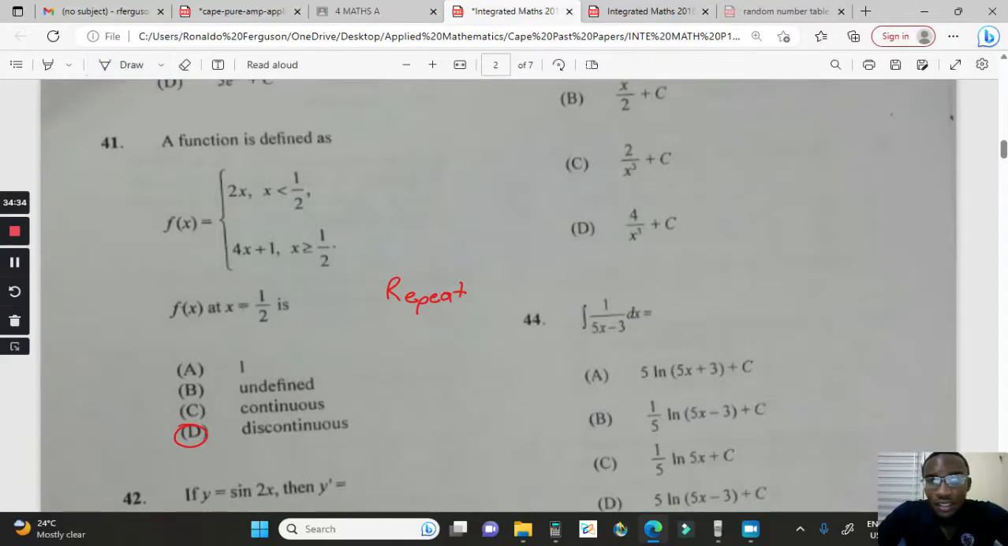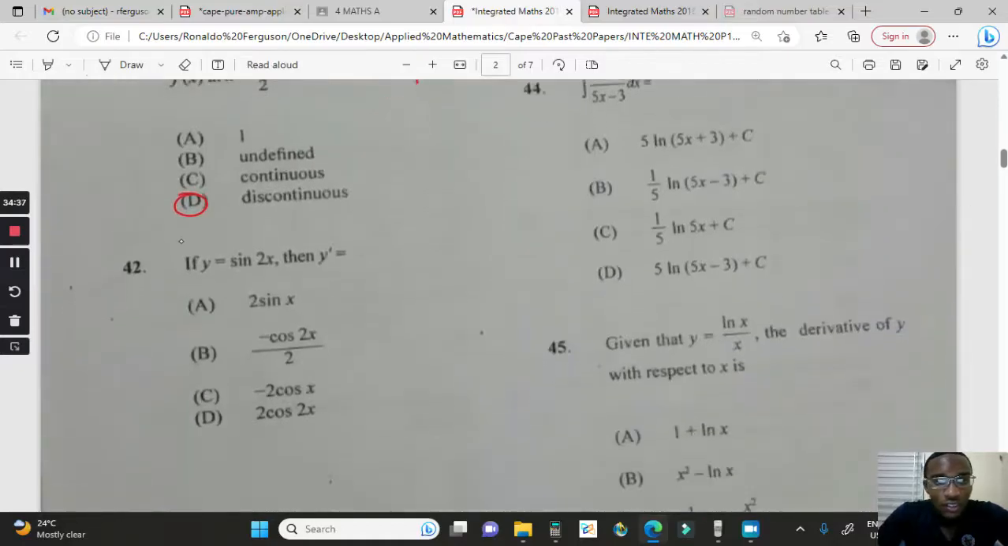The next question, they want us to find now the derivative of sine 2x. When we differentiate sine, we're going to get cos 2x. But then you multiply by the derivative of 2x, which is 2. So we get 2 cos 2x and we finish.